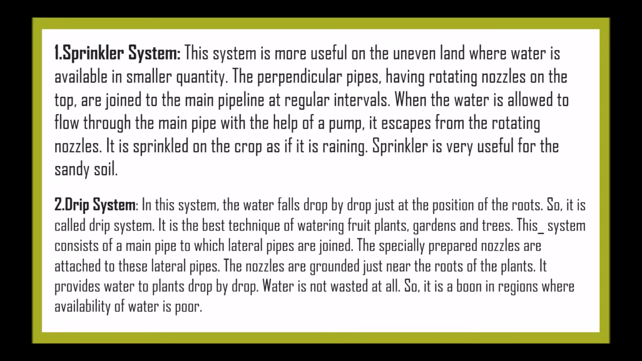Drip system. In this system, the water falls drop by drop just at the position of the roots, so it is called drip system. It is the best technique of watering fruit plants, gardens and trees. This system consists of a main pipe to which lateral pipes are joined. The specially prepared nozzles are attached to these lateral pipes. The nozzles are placed just near the roots of the plants. It provides water to plants drop by drop. Water is not wasted at all, so it is a boon in regions where availability of water is poor.